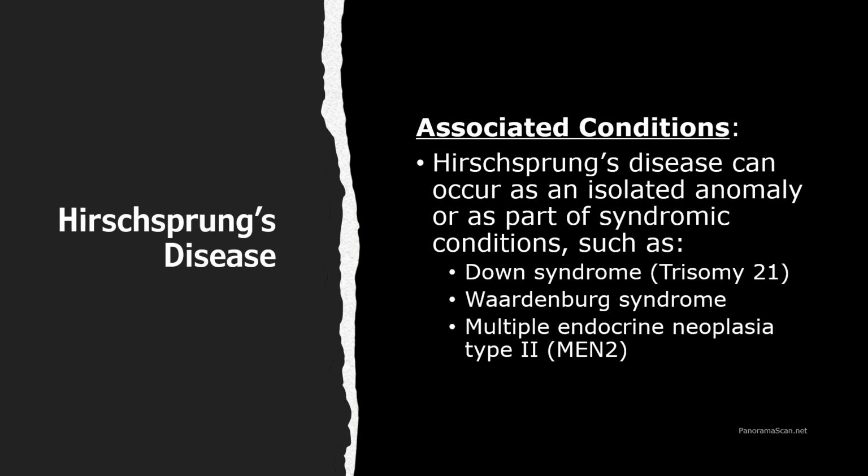Waardenburg syndrome, a condition that can cause hearing loss, changes in skin pigmentation, and other features. Multiple endocrine neoplasia type 2, a genetic condition that leads to tumors in endocrine glands. Recognizing these associated conditions can be essential in managing Hirschsprung's disease, as it may affect the overall treatment plan and prognosis.